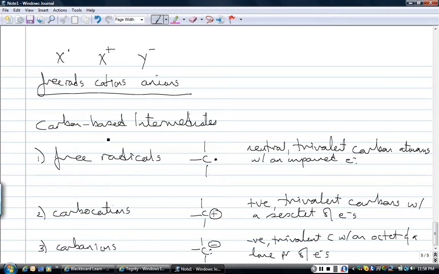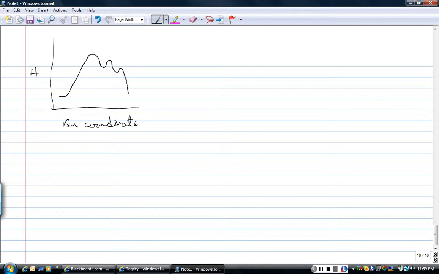Okay? So these are the 3 classes of carbon-based intermediates. These are free radicals, carbocations, and carbanions. Now, remember these are called intermediates, and what that suggests is, if you remember, several weeks ago we were looking at reaction profile diagrams, enthalpy against reaction coordinate, and in those we would have reactions where we do things like this, right? And we say this would be an exothermic reaction, a 3-step exotherm.